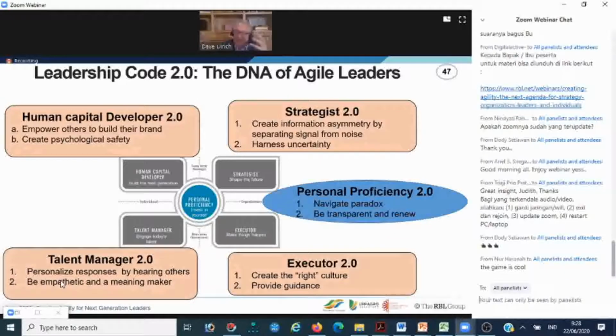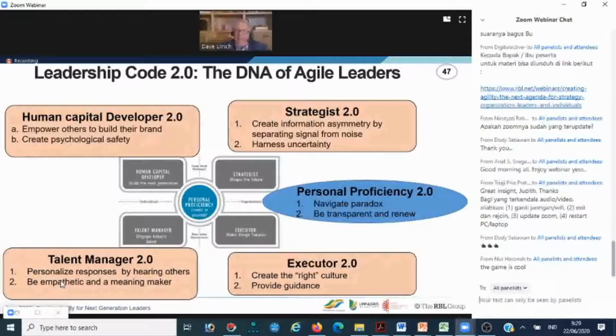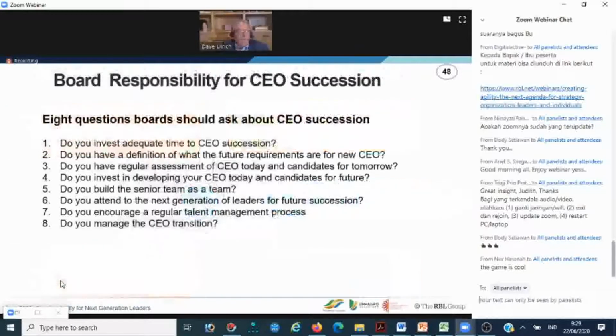Execution, down at the bottom right. You got to build the right culture. Disney built the right culture, focused on the guest. Provide guidance, both analytics and subjective. Talent manager, you've got to personalize responses. Really listen to each other to build agility. Be empathetic. And empathy is one of the keys to agility. Human capital, you've got to empower others and create safety. And personal, you've got to be transparent. In that picture, we've identified things that you should do to build agility.